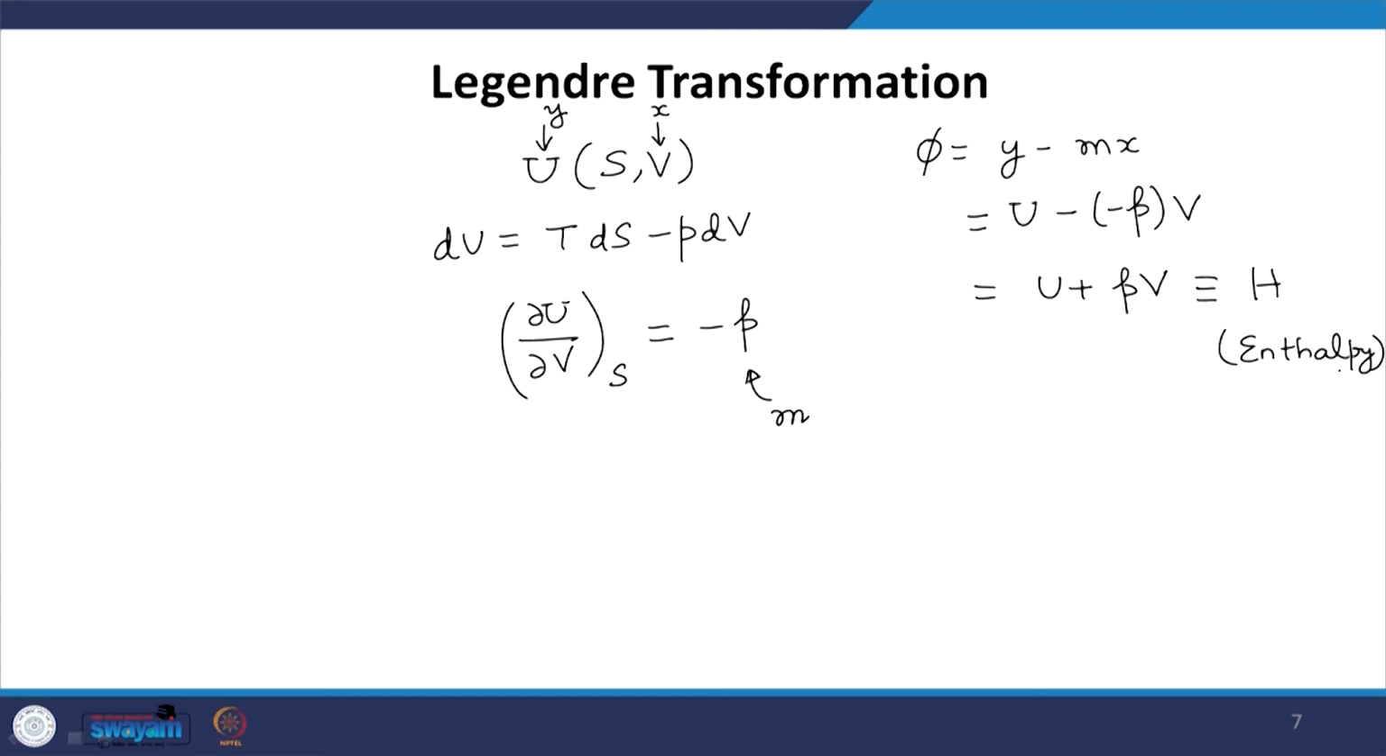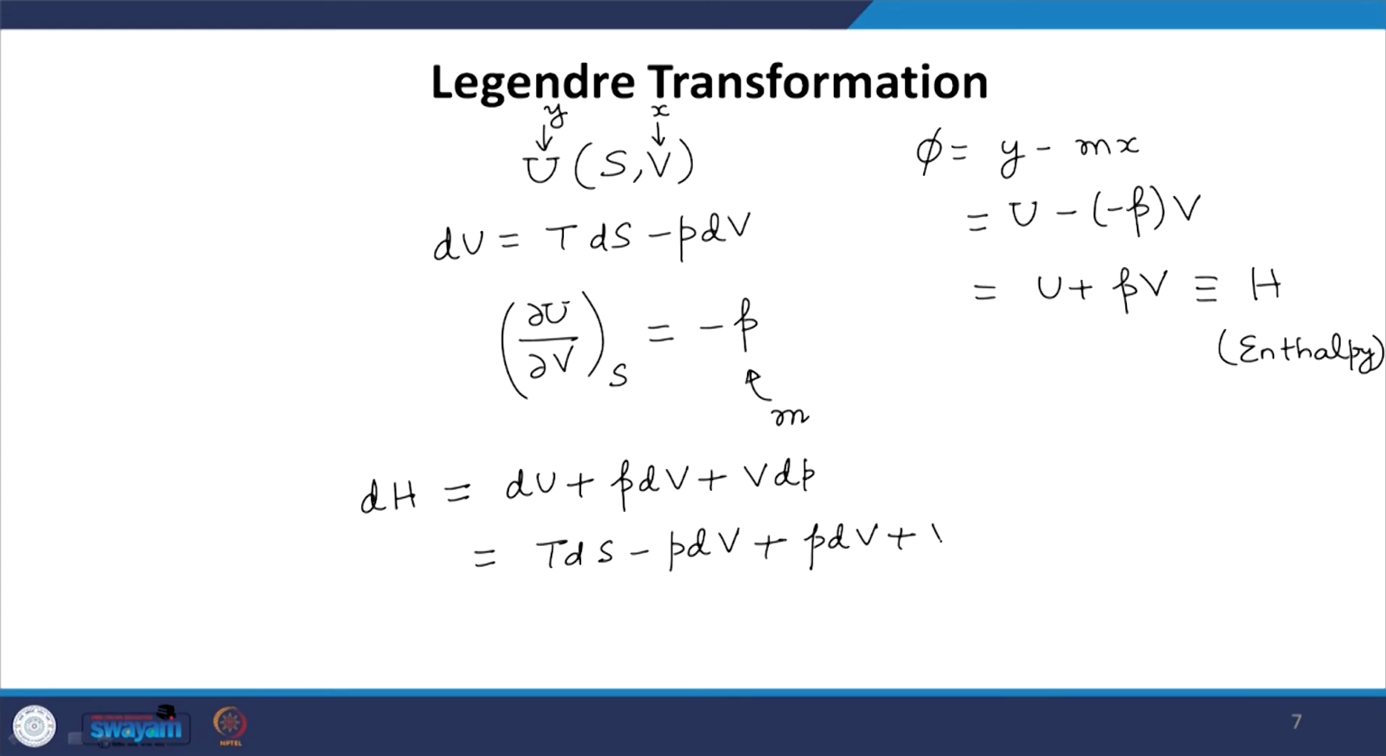And just like what we have done earlier, we can again define dH, that is dU plus pdV plus Vdp, that is TdS minus pdV plus pdV plus Vdp. Again we have a cancellation, and what I get is TdS plus Vdp. So, we have H defined as a function of S and P, that means the controlling variable has changed from V to P.